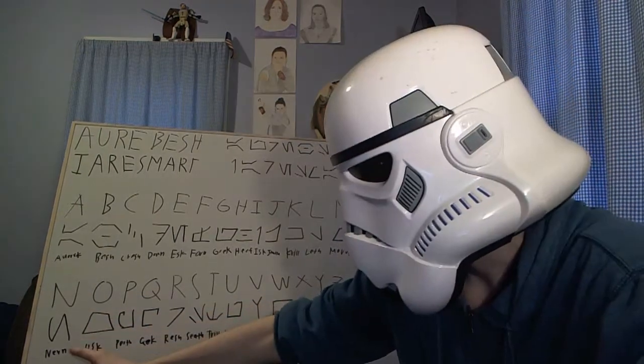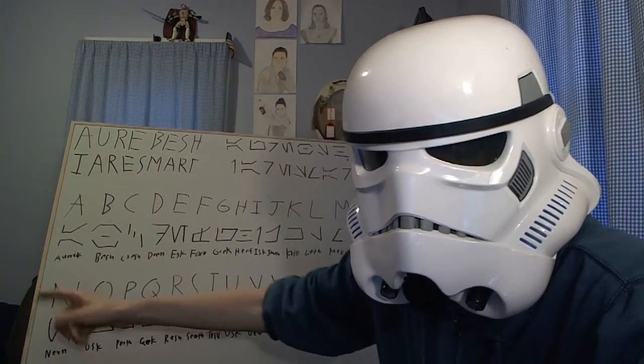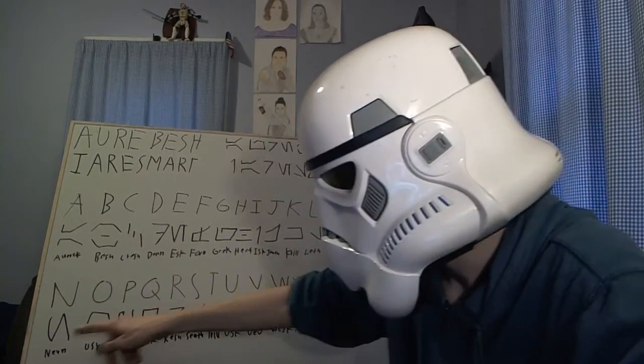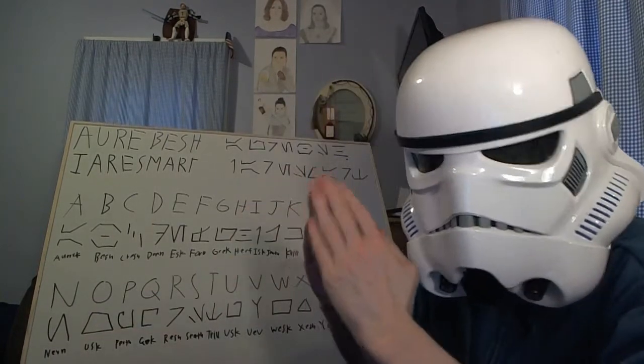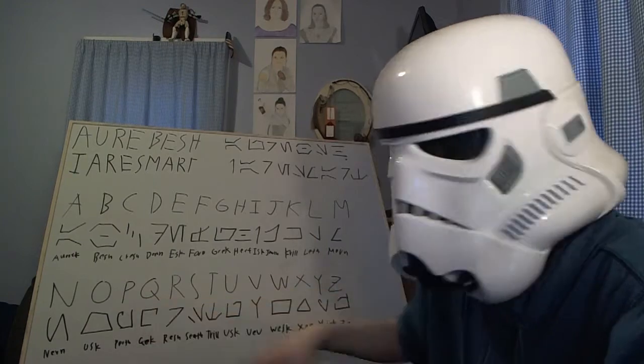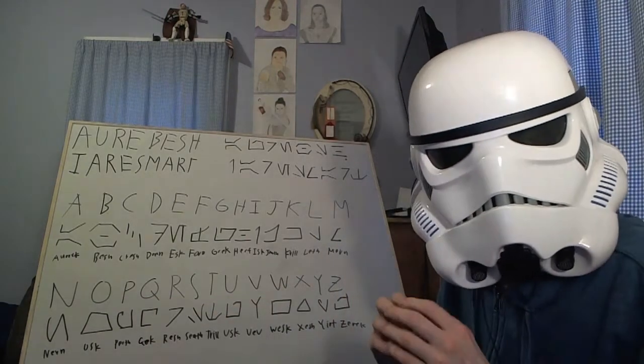Moving downward, we have Nern, which is this curved angle line, which kind of looks like a parentheses line, and then upside down, just more of a point. And then we have Osk, which is actually just a perfect trapezoid.